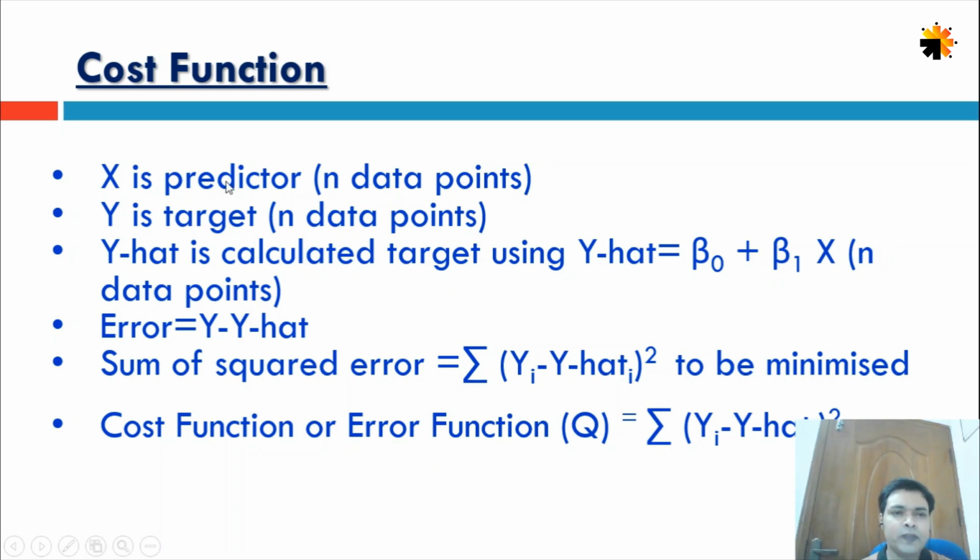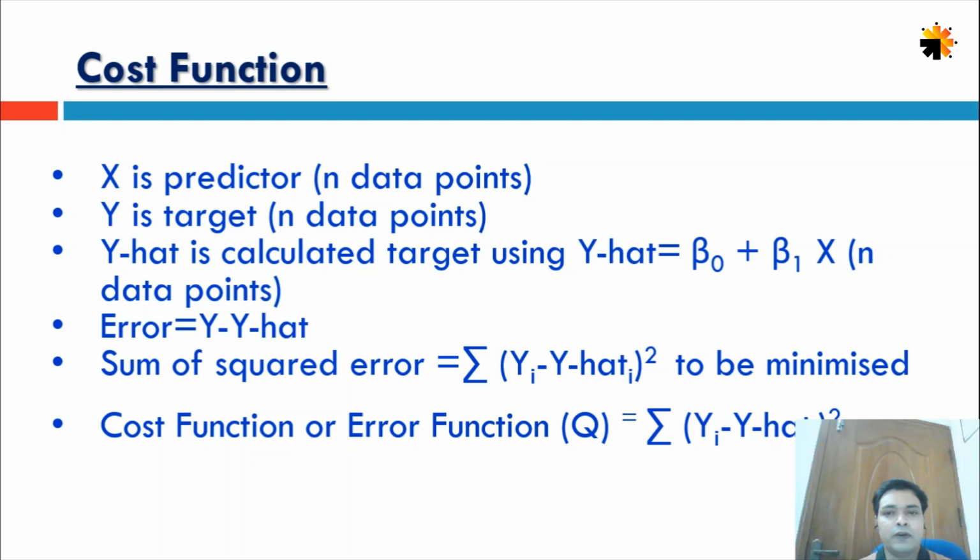So now x has n data points, y has n data points, and y hat also has n data points. These are all my actual values, and y hat is nothing but my calculated value. So obviously there is an error, right? That error I am capturing as y minus y hat. But sometimes my y hat can be more than y, sometimes it can be less than y. Then if you take the sum of the error for all the n points, it will lead to 0 or near 0. So that is misleading us.